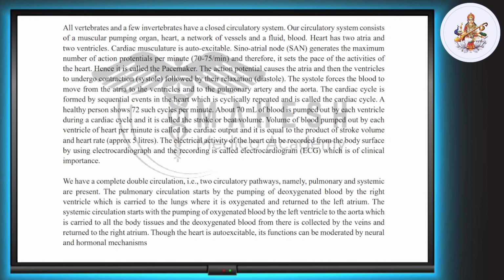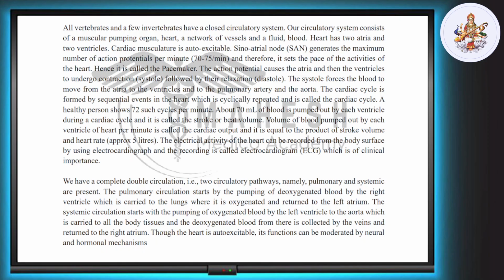The sinoatrial node, SAN, is the pacemaker of the heart. It generates about 70 to 75 action potentials per minute. This starts a wave of contraction. First atria contract, pushing blood into the ventricles. Then ventricles contract, sending blood into pulmonary artery from the right ventricle, carrying deoxygenated blood to the lungs. Aorta from the left ventricle, carrying oxygenated blood to the rest of the body. This repeating series of contraction and relaxation is called the cardiac cycle.